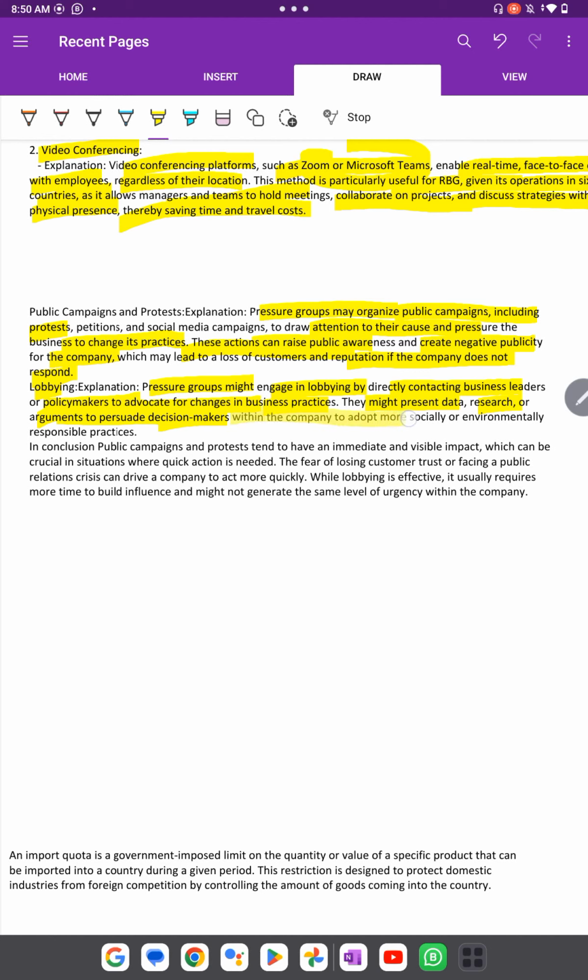So within the company to adopt more socially or environmentally responsible practices. In conclusion, in my point of view, public campaigns and protests tend to have an immediate and visible impact, which can be crucial in situations where quick action is needed. The fear of losing customer trust or facing a public relations crisis can drive a company to act more quickly. While lobbying is effective, it usually requires more time.